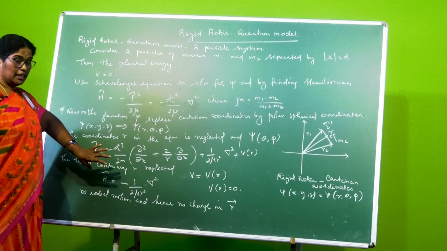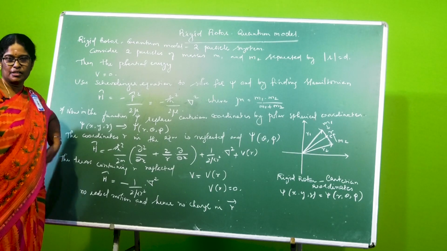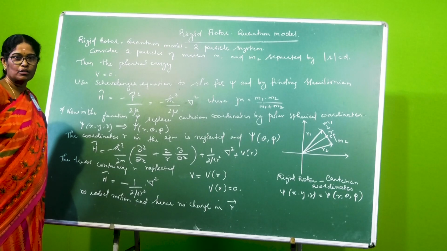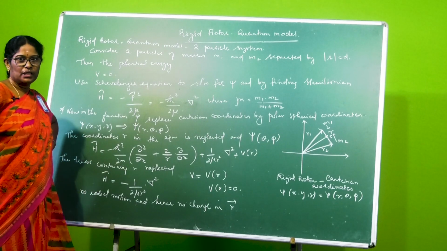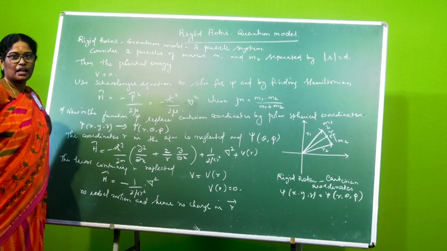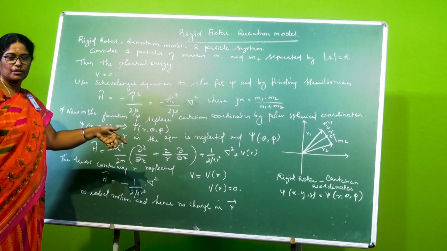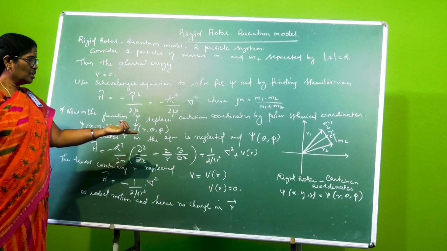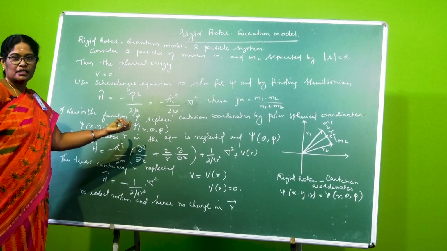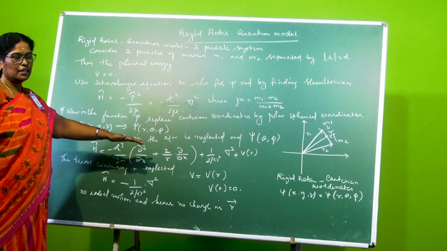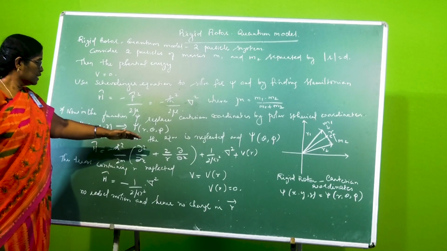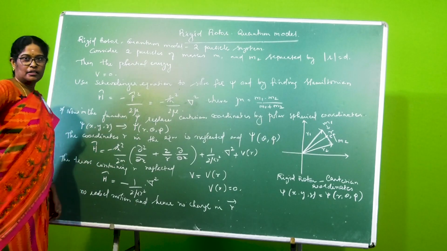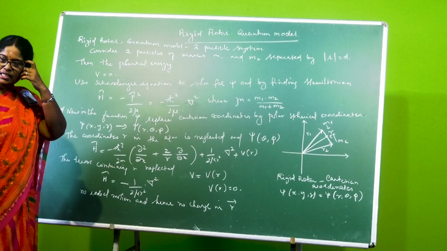In other words, since the particles of masses m1, m2 placed on a sphere of fixed distance r do not undergo any radial motion, the kinetic energy associated with changes in r is not possible. We say that V of r, the r coordinate, is neglected, and the wave function is defined only by theta and phi. So the wave function for a rigid rotor model is defined only by the polar spherical coordinates theta and phi.